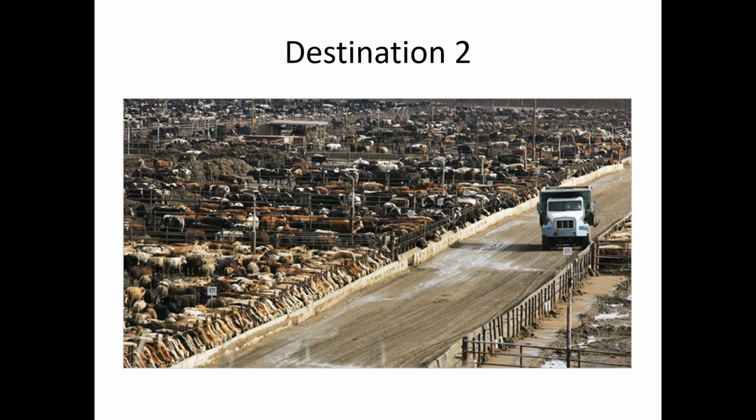If the weight spread is too big, they might sort the light ones and put them in one pen with other light calves, and sort the heavy ones and put those in another pen, because again, they want to make sure that those cattle are as similar as possible.